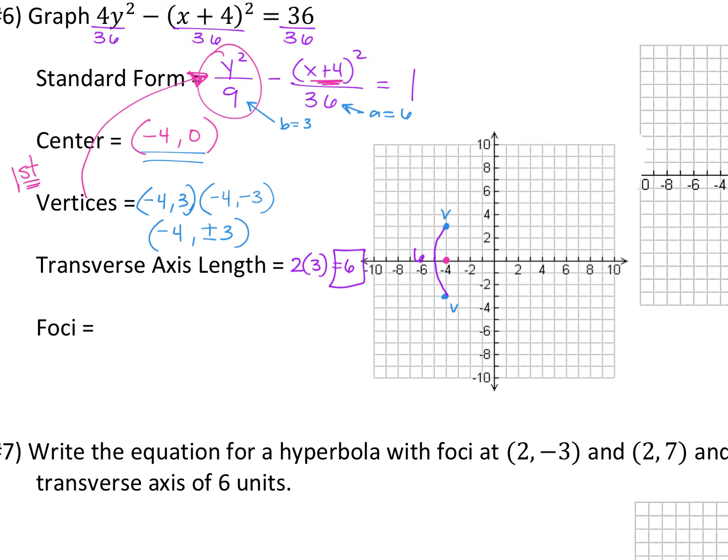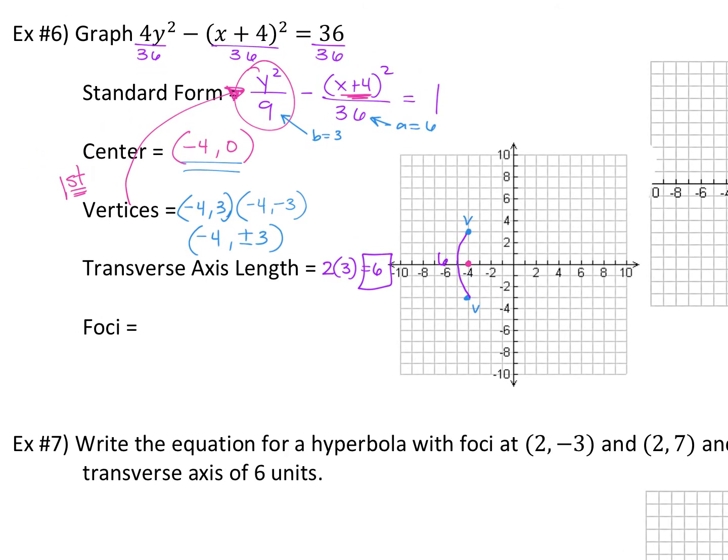We said our A is 6. So when you draw your box in here, you're going to go 6 to the right, 1, 2, 3, 4, 5, 6, and put a little hash mark, and 6 to the left, and put a little hash mark. So here's my rectangle. And then your asymptotes. And then your graph.